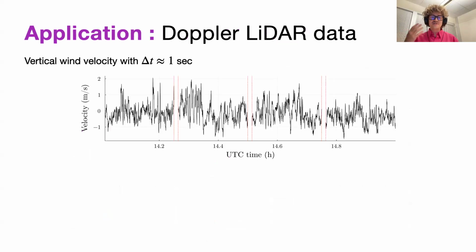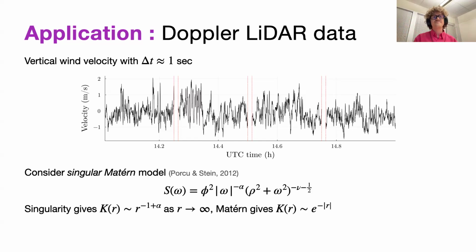Now, to further see when this would be a useful modeling paradigm, let's look at some real data. Here we have vertical wind velocity data at about 1 second time intervals taken by a Doppler LiDAR device. It's mostly equispaced, but it has some timing irregularities based on instrument delays, and it also has gaps where the instrument has to reset to its original position. So we're going to treat this like a process which is indexed in continuous time.